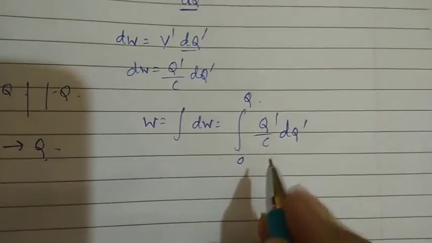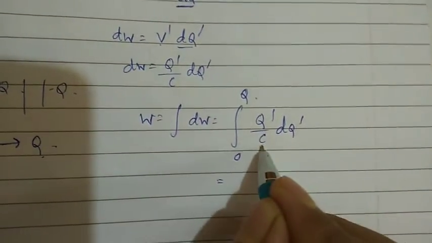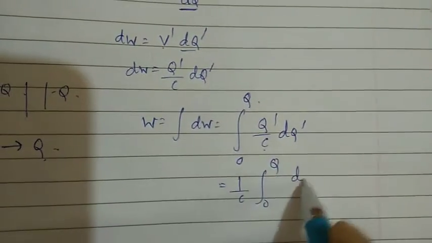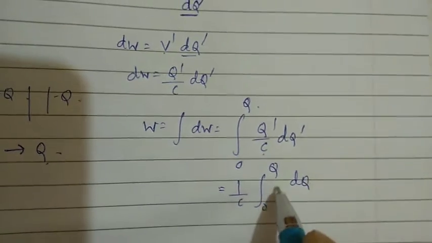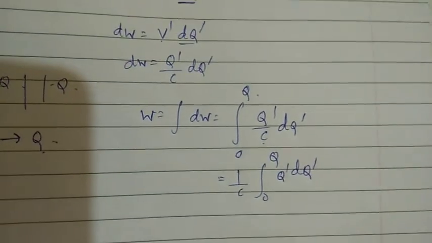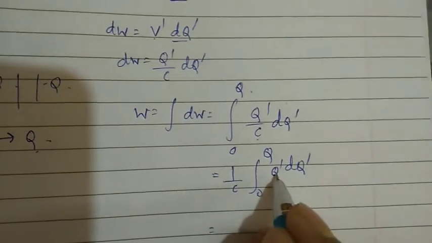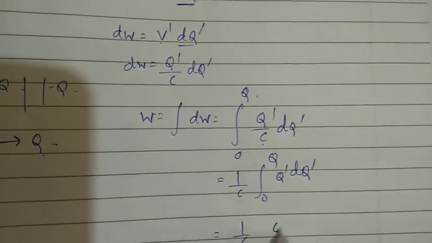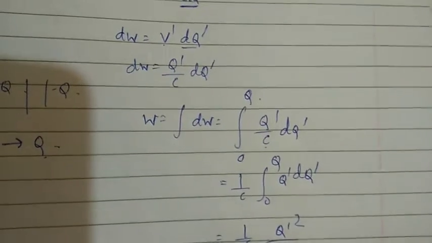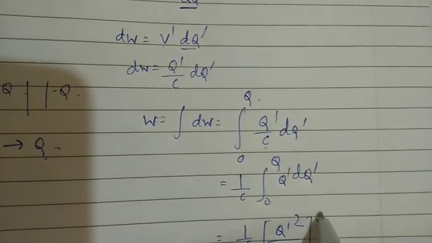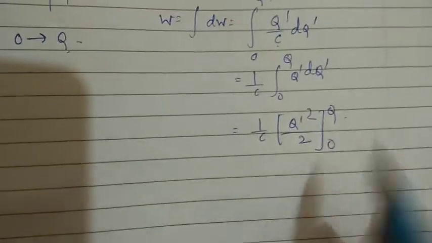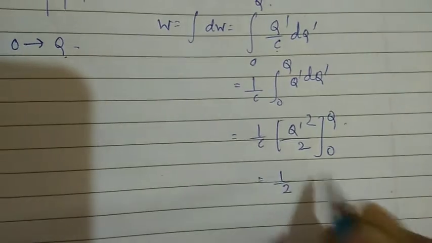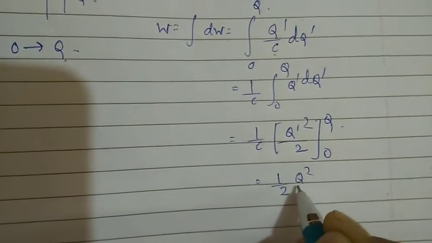Now if you integrate it, capacitance is constant, so it will come out of the integration. So 1 by C, integral from 0 to Q of Q prime dQ prime. Integration of Q prime is Q prime square by 2. So 1 by C times Q prime square by 2, with limits 0 to Q. First we will put Q, then we will put 0. By that we will get Q square by 2C.